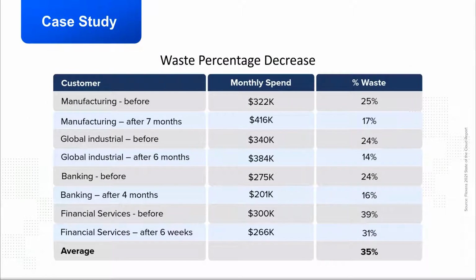So while you guys are doing that, I'd like to talk a little bit about some of the case studies that we've done. This is just a general poll that Flexera put out to their customer base, and what they found when they actually started using the product, as far as the percentage of decrease. As you can see with manufacturing, the percentage of waste was 25%, and then after 7 months, they were able to realize another 17%. Global industrial, again, you see there, but at the end, all this averaged out to about 35% of waste that was just being spent on things that weren't necessary, right? And so that's pretty alarming. When you think about 39% of 300K, that's almost 140K per month that was being wasted in the cloud.